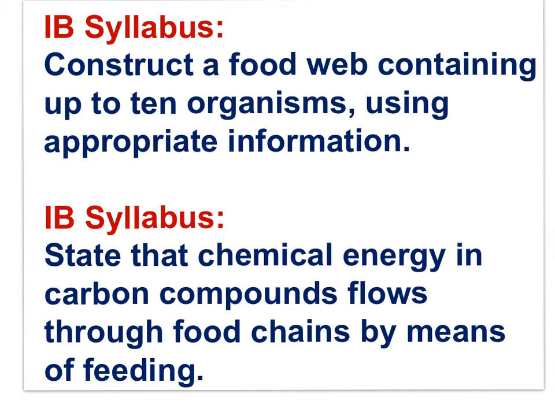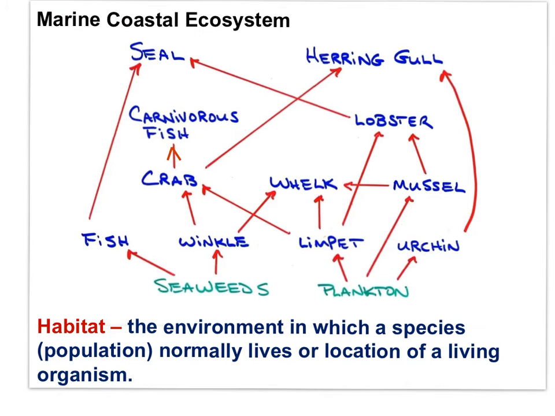Well, at this point, could you construct a food web containing up to 10 organisms using appropriate information? Could you state that chemical energy in carbon compounds flows through food chains by means of feeding? With a food web of a marine coastal ecosystem in front of you, let's define habitat as the environment in which a species normally lives or the location of a living organism.